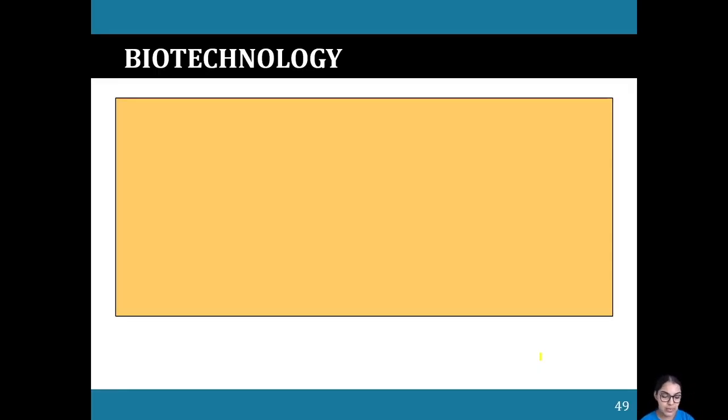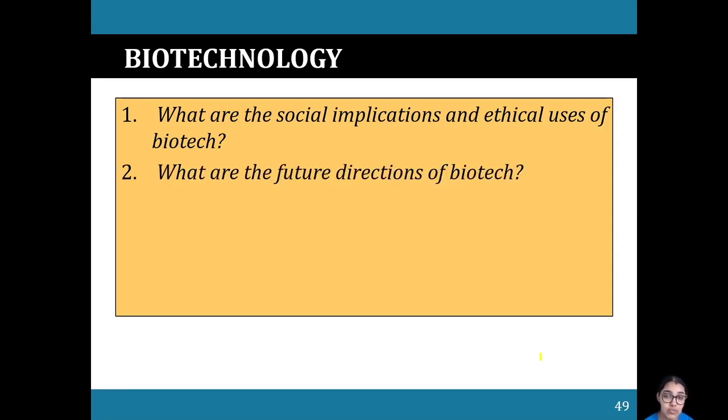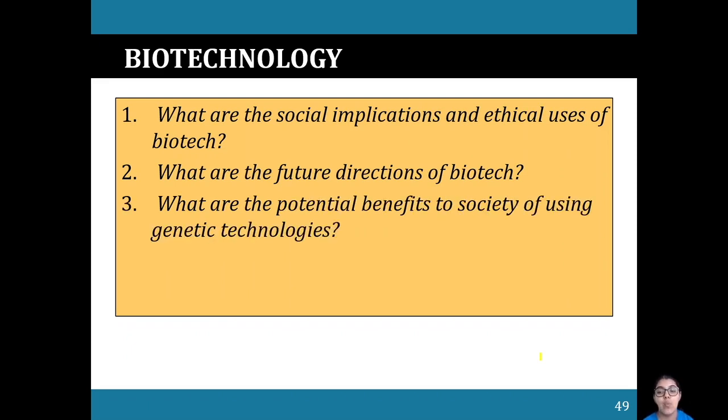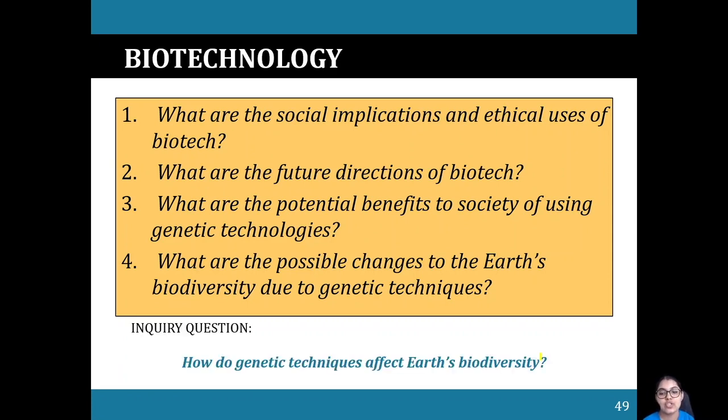So biotechnology, we're going to start by looking at what are the social implications and ethical uses of biotech. We're going to look at what are the future directions of biotech, what are the potential benefits to society of actually using genetic technologies, and what are the possible changes that occur to the Earth's biodiversity as a result of genetic techniques. So this is our inquiry question: how do genes affect Earth's biodiversity?